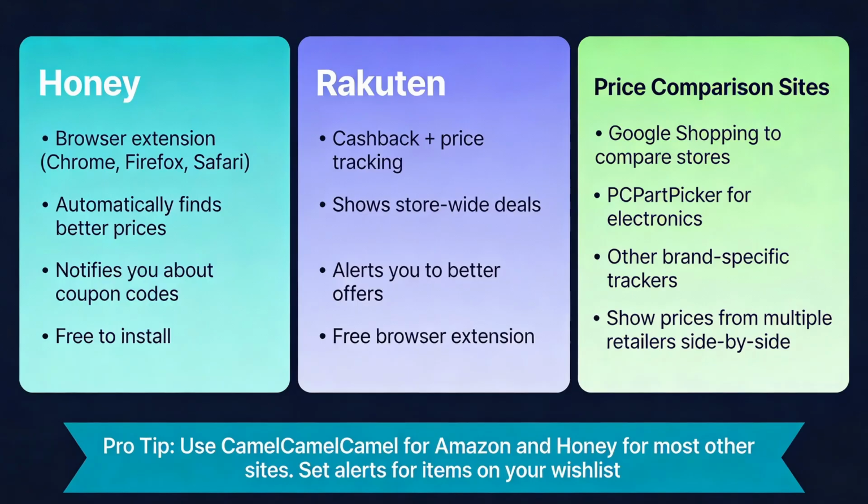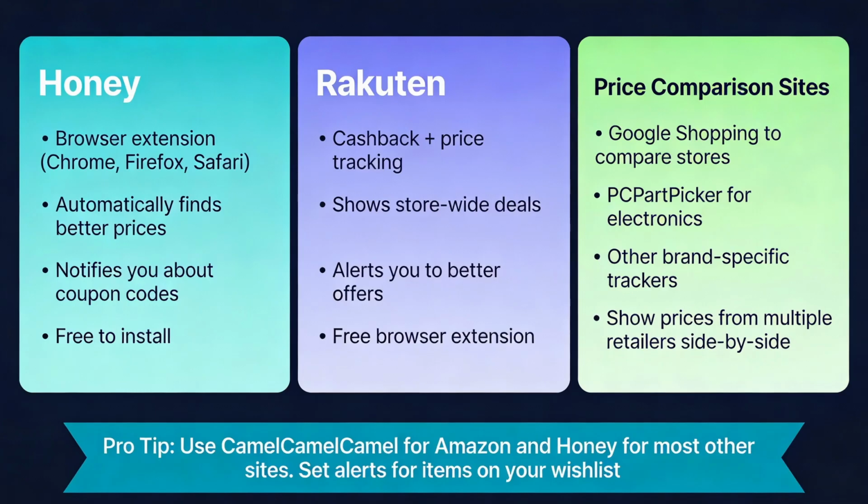There are some price comparison sites out there that you can use. Google Shopping to compare stores. For electronics, you can use PC Part Picker. And there are other brand-specific trackers out there that you could find if you want to look for something that fits your specific needs. You can also show prices from multiple retailers side by side.